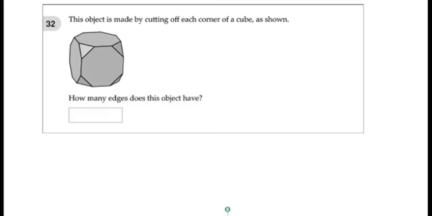Okay? And now for this last question. It says this object is made by cutting off each corner of a cube as shown. How many edges does it have? Now if we look at the top of this shape, we have 1, 2, 3, 4, 5, 6, 7, 8. So there are 8 edges on the top face.